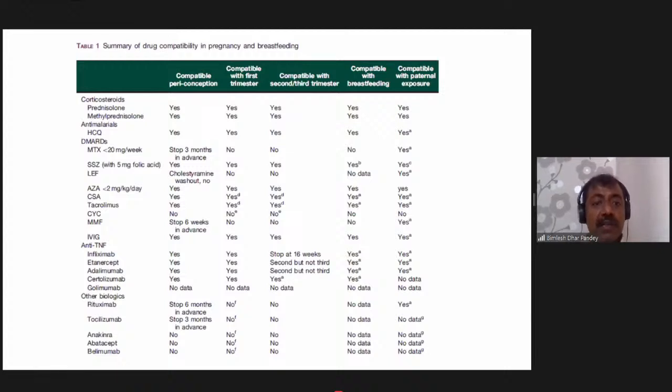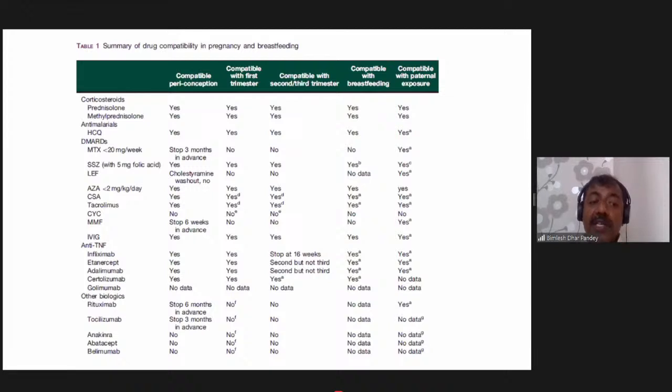What about methotrexate? Need to stop 3 months in advance. So you need to plan it out. And then it was not compatible with breastfeeding or any other. What about sulfasalazine? All yes, you can give it before conception, during conception, and while you are lactating. So it can be given.